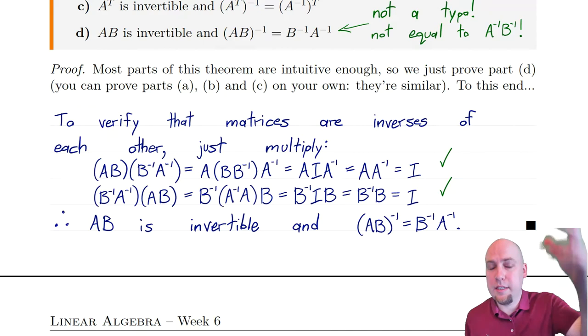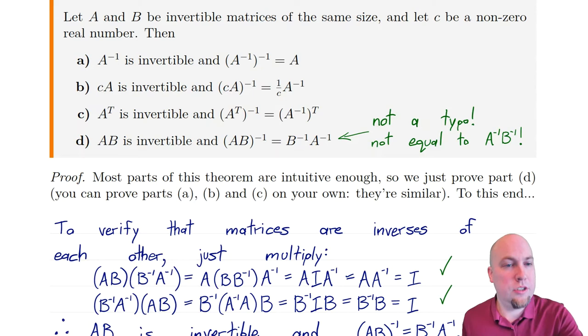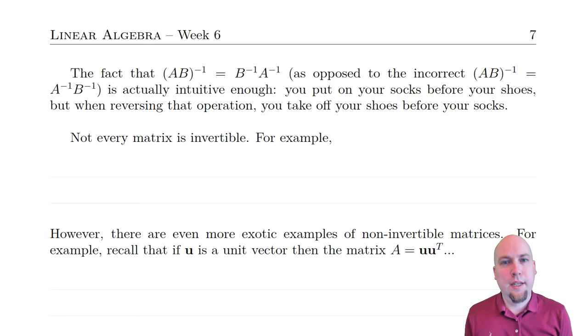The other three properties can be proved in a very similar manner. If you want to show, for example, that the inverse of A transpose is the transpose of the inverse, just multiply this matrix together with A transpose and see that you get the identity matrix. That will mean that this really is the inverse of the transpose. Similarly, properties A and B can all be proved in a very similar manner to each other.